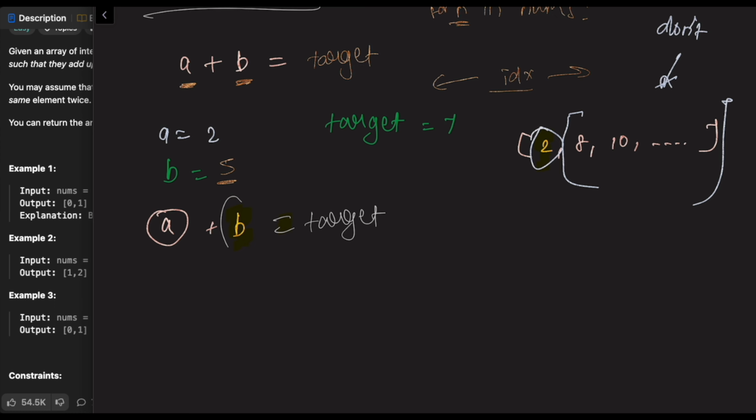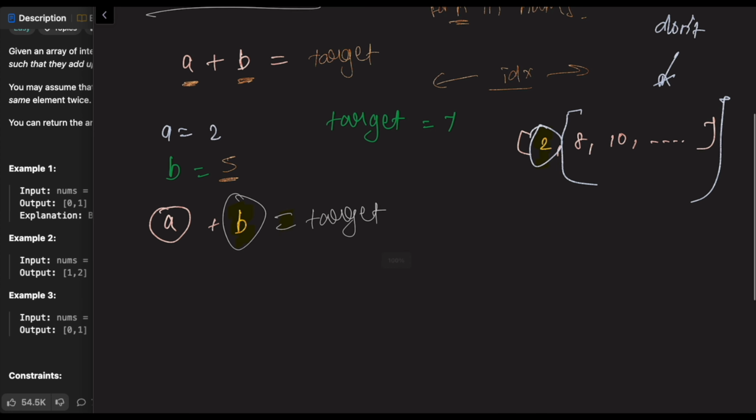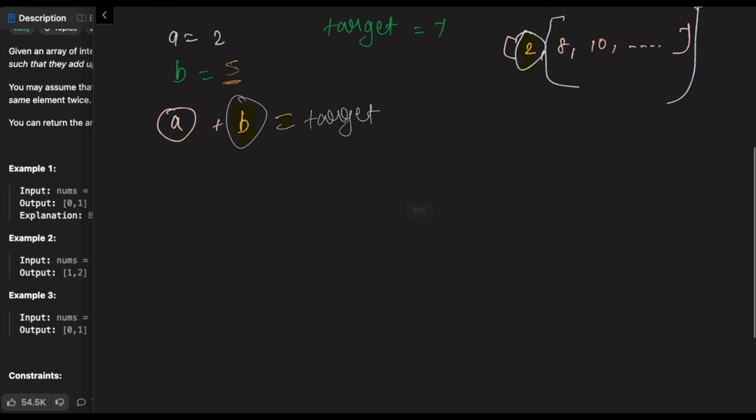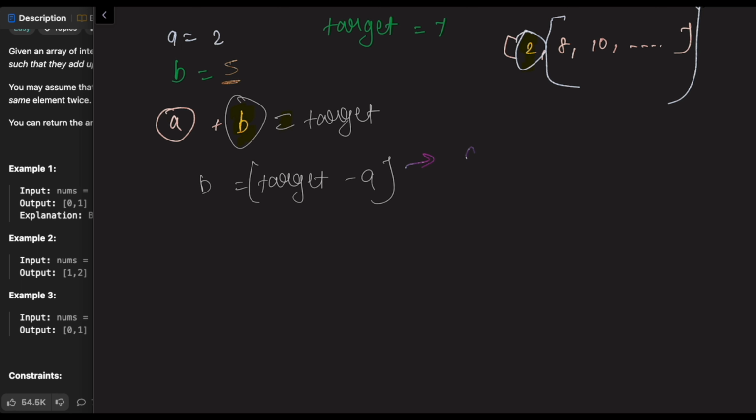Can you create an equation or some relationship to find the value of B? Yes, the way you can simply write it is by taking A to the right-hand side. So you can write B equals target minus A. In other words, if you feel fancy, you can call this the complement, A complement. And A plus A complement is like the universal set, which is equal to the target.